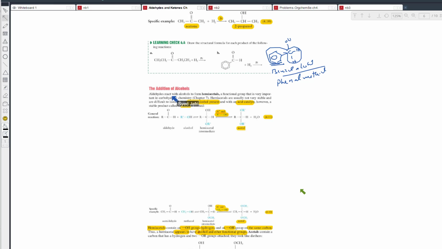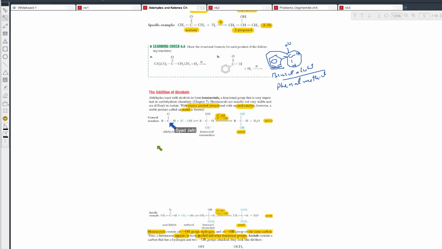What about this one? The addition of alcohols to aldehydes. This is aldehyde, am I right? This is alcohol. Maybe same group or maybe different group, doesn't matter. Now the double bond is breaking, hydrogen is going there, and the OR group, shown in blue here, is going to come here. After the double bond breaks, one new bond will be created and OR will go there. And you will get what is called hemiacetal.